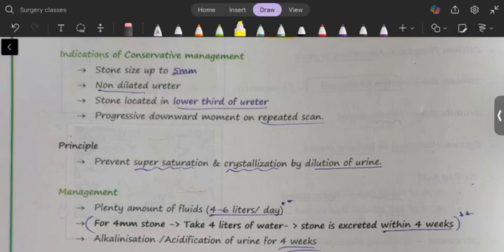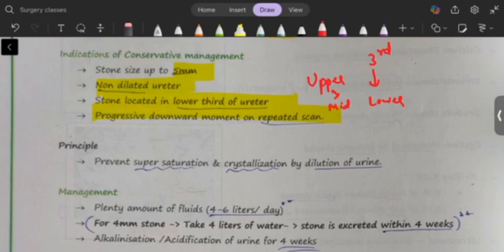So usually, if the size of the stone is less than 5 mm, okay, or in the scan they would have done some scan, ultrasound or somewhere, okay. In that, if there is a non-dilated ureter, if the stone is located in the lower third of the ureter, if there is progressive downward movement on repeated scans. Now they would have done 3 scans. In the third scan, what would it be? It would be in the lower part of the ureter. Suppose at first it was in the upper 1/3, then it has come down to the middle 1/3, and then now the third time they have done scanning, and in that the stone has progressed down to the lower 1/3. So in that case, if it is in the lower 1/3 of the ureter, usually there is a tendency that it will fall off. So for this we can go for conservative management, and no PCNL or ESWL is needed.